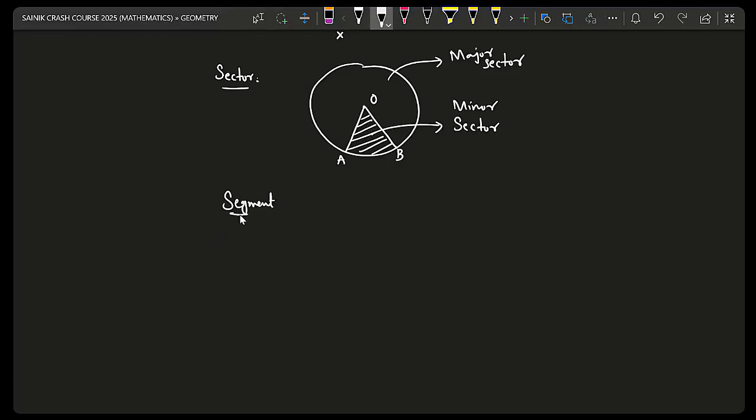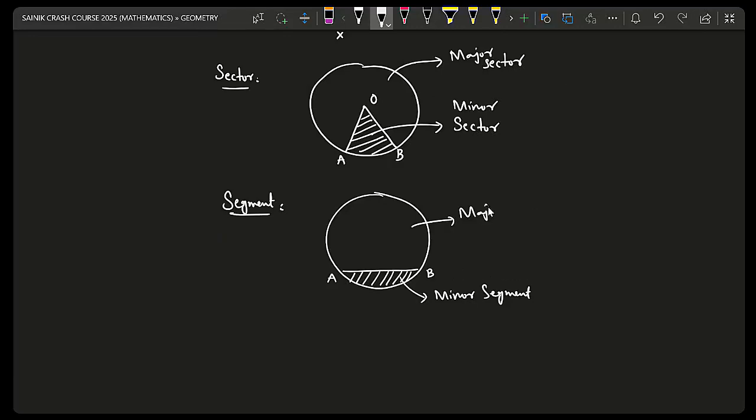So what is a segment of a circle? You take a circle, just draw a chord. So this is AB. The region which I am shading now, the part which is enclosed between a chord and an arc, is called a segment. If its size is less than a semicircle, it's going to be a minor segment. And if its size is more than a semicircle, it's going to be a major segment.